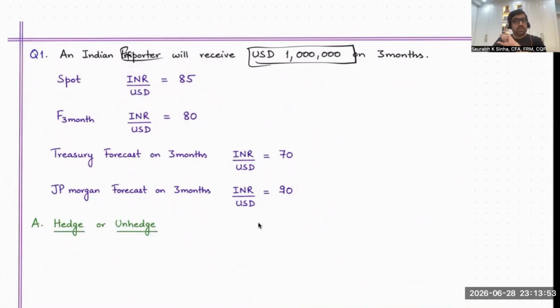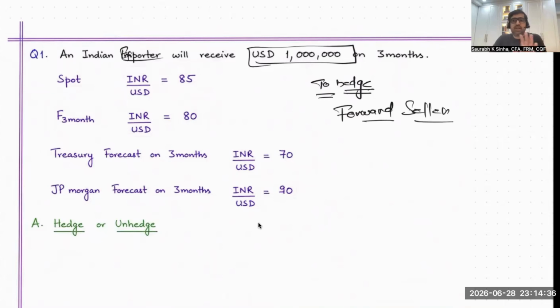And you are receiving USD. So to hedge, now think carefully. To hedge, will you buy USD in future or sell USD in future? You are about to receive USD in future. You will receive it. So you will sell it in the future to hedge at a fixed rate. And that fixed rate is 80. So to hedge, you will enter as a forward seller.